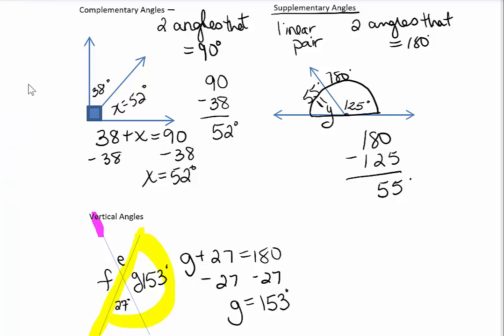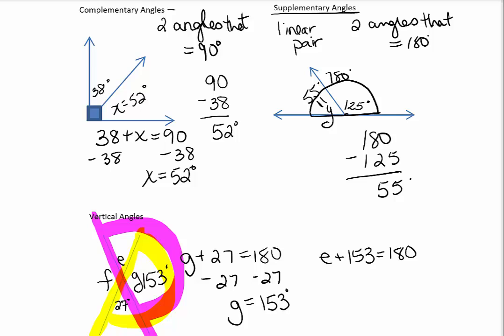So technically, this is also a line. And this is also a half circle. That should make 180. So E and 153 should make 180. And we can work our way all the way around this to try to figure out what each piece is.